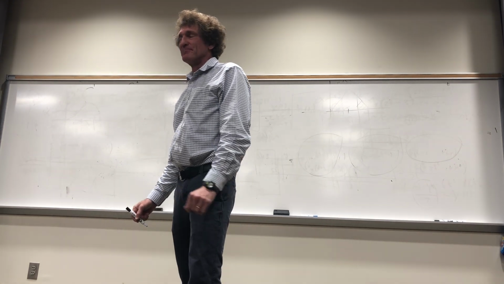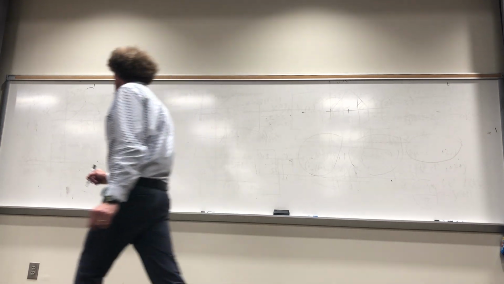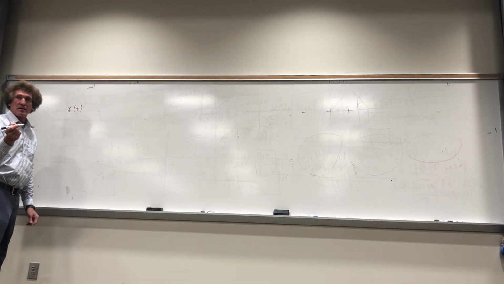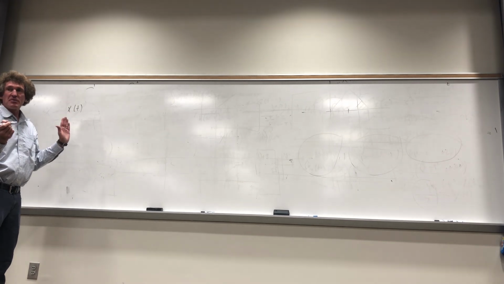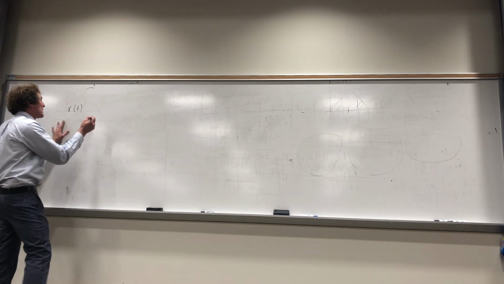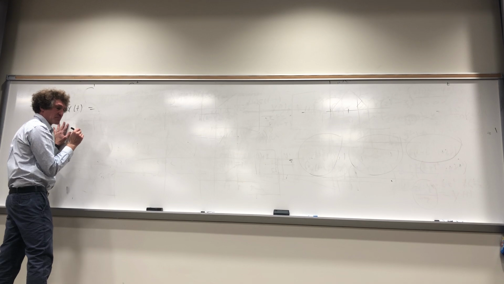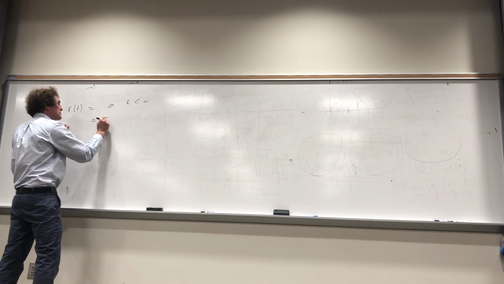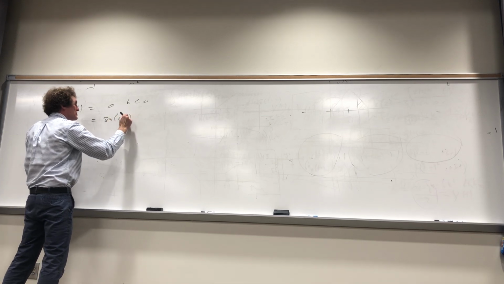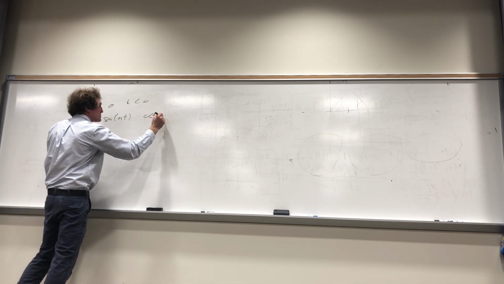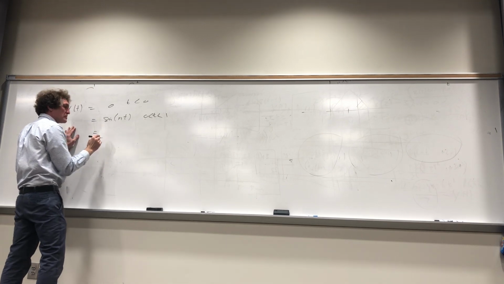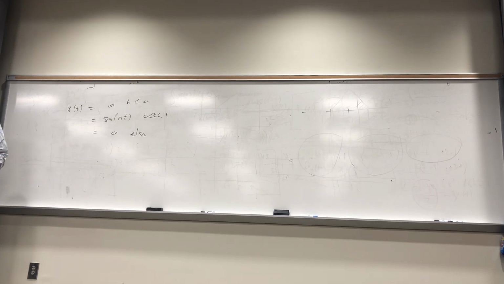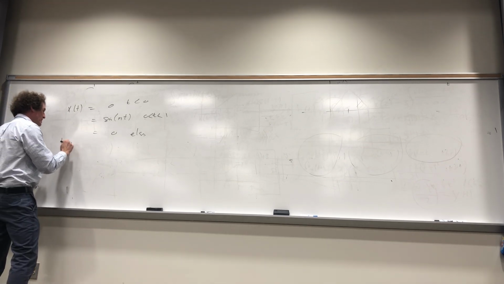The functions x of t and h of t are given. x of t is piecewise, and it's 0 for t... Is there a plot shown? No plot shown. Okay, what is it? 0 for t less than 0, sine pi t for 0 less than or equal to t less than or equal to 1, and then 0 for t greater than 1. And h of t is just u of t. This is an easy one.